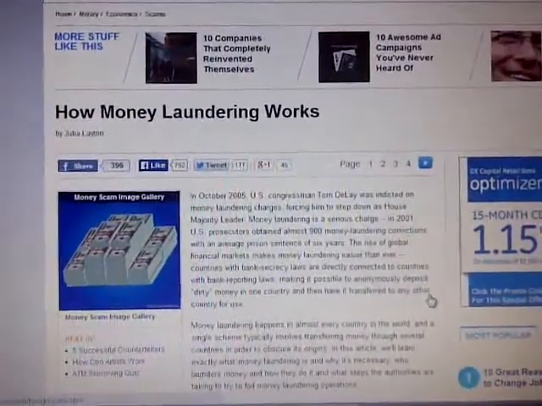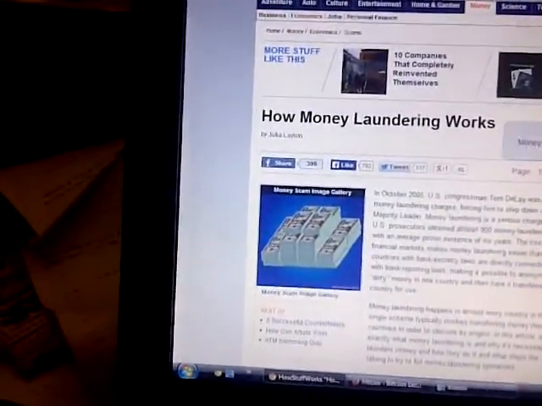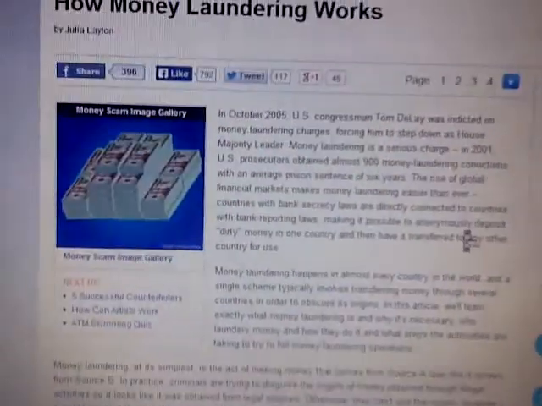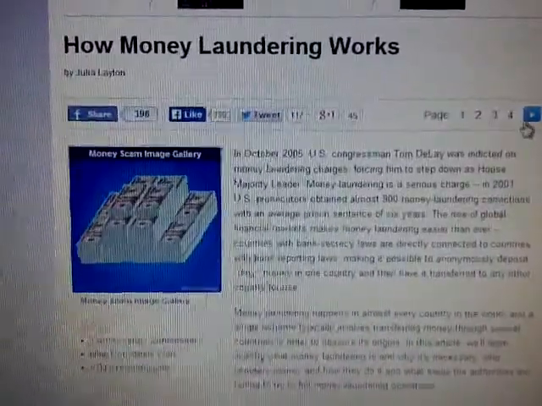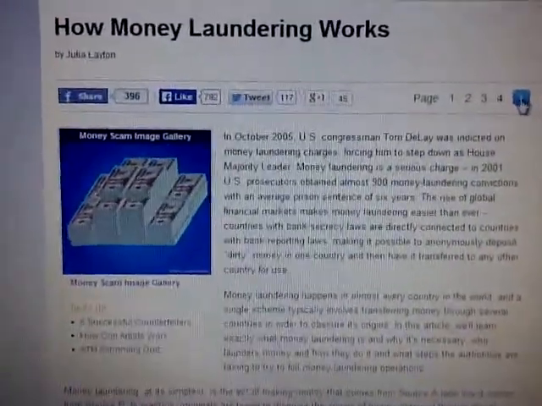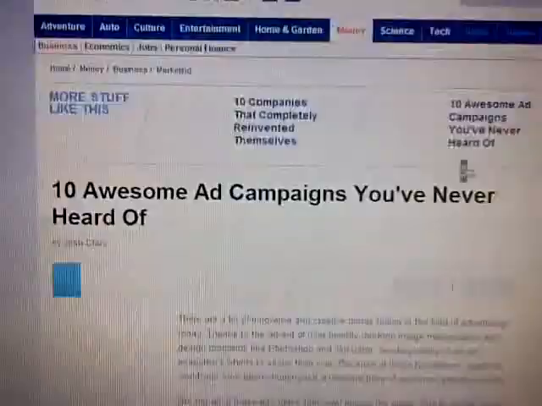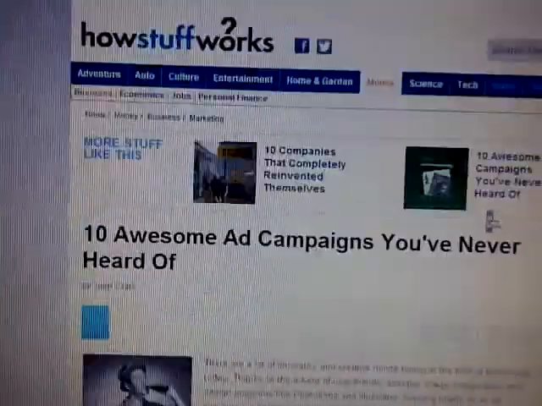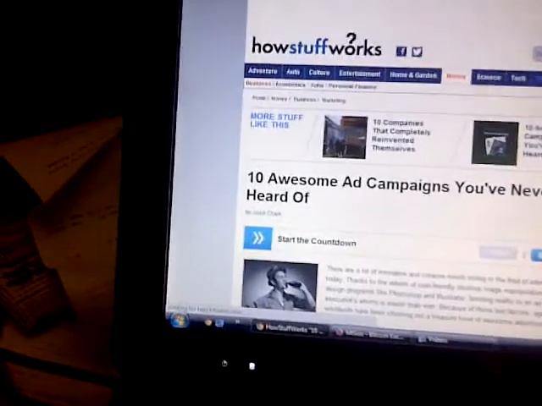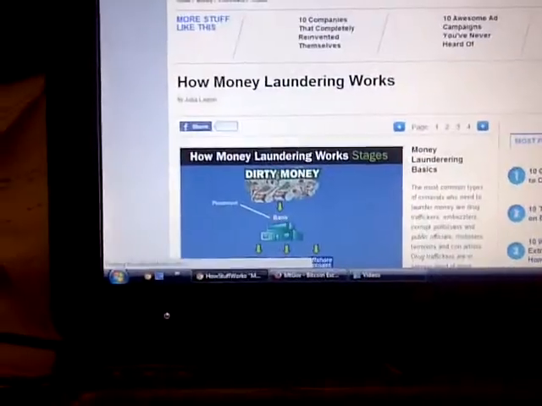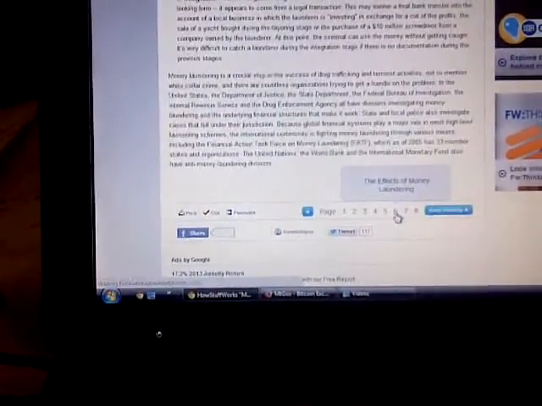Anyways, let me see some other things here. If you're a potential criminal out there trying to launder money, I would not recommend it because you're going to get caught. Let me see what else. Money laundering. I don't know what happened. I must have clicked on something else here. Let me see if I can move back a little bit. Okay, this gets into some good detail, and then of course they're also going to talk about the enforcement of anti-money laundering and the effects of money laundering.